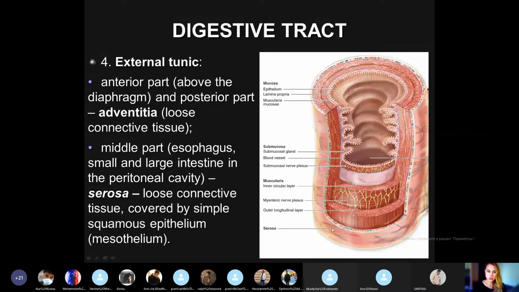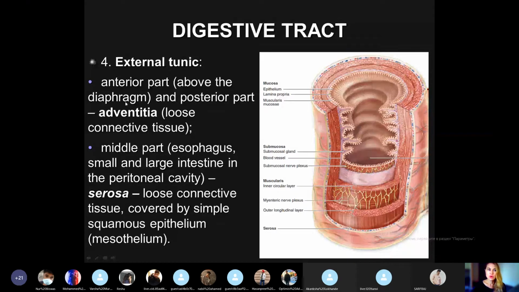So the external tunic can be represented by serosa or adventitia. Let's see the differences between them. Tunica adventitia is loose connective tissue. Tunica serosa is loose connective tissue covered by simple squamous epithelium that is called mesothelium. Now let's see which organs are lined by adventitia and which are lined by serosa.